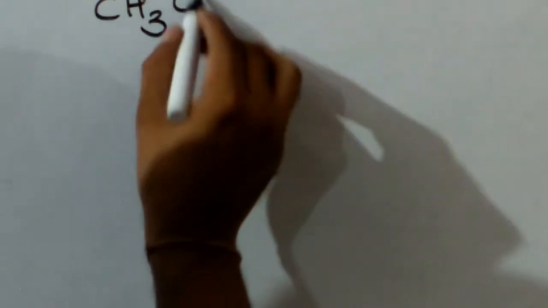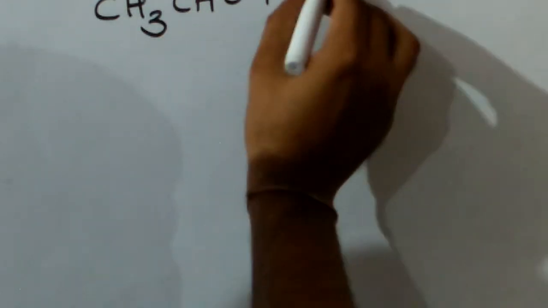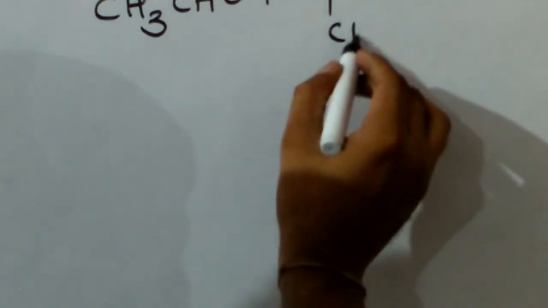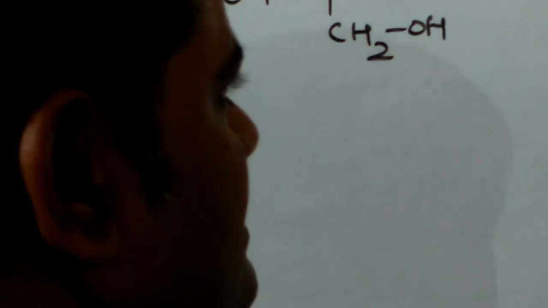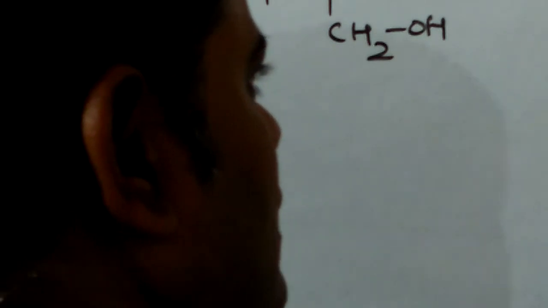For example, acetaldehyde reacts with ethylene glycol to give you cyclic acetal or cyclic ketal as a product. Hence, it is used for protection of the carbonyl group.